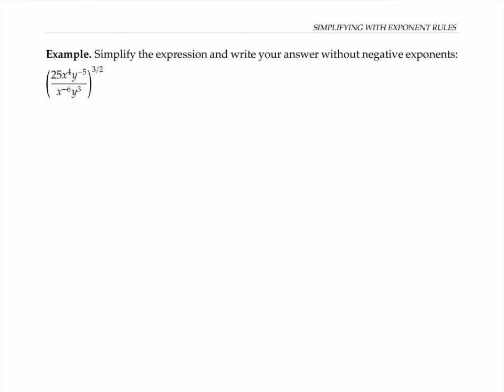In this last example, we have a complicated expression raised to a fractional power. I'm going to start by simplifying the expression inside the parentheses. I can bring all my y's downstairs and all my x's upstairs and get rid of negative exponents at the same time. In other words, I can rewrite this as 25 x to the 4th. I'll bring the y to the minus 5 downstairs and make it y to the 5th on the denominator. Bring the x to the minus 6 upstairs and make it x to the 6th in the numerator, and then I still have the y cubed on the denominator.